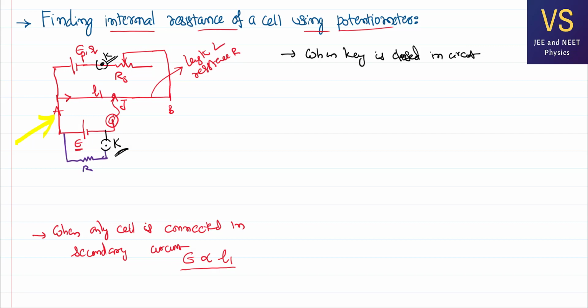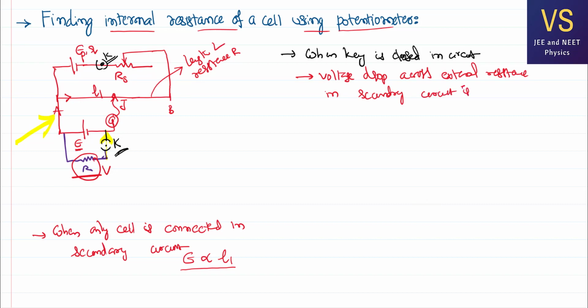When the key is closed, current passes through this piece. That means this is not the EMF that you are handling, rather we are talking about the potential drop across this resistance. We can say the voltage drop across the external resistance in the secondary circuit is V, for which again this galvanometer shows a zero deflection. That means in that case you can write V is directly proportional to the balancing length L2 as per the principle of potentiometer.